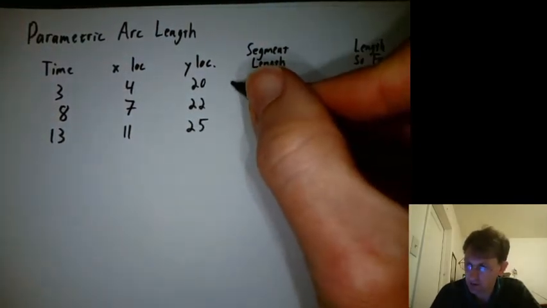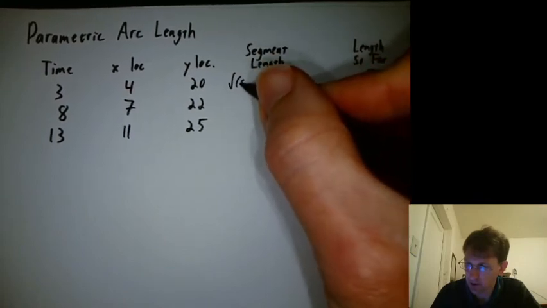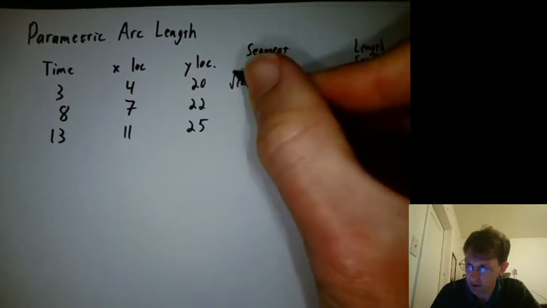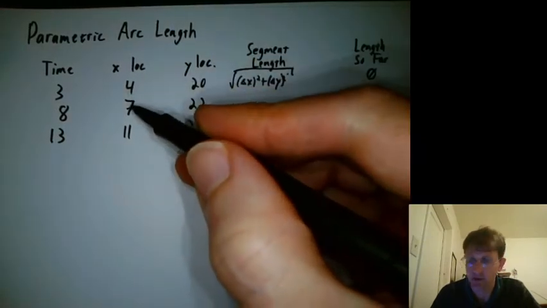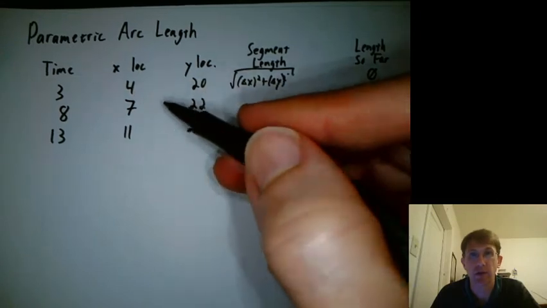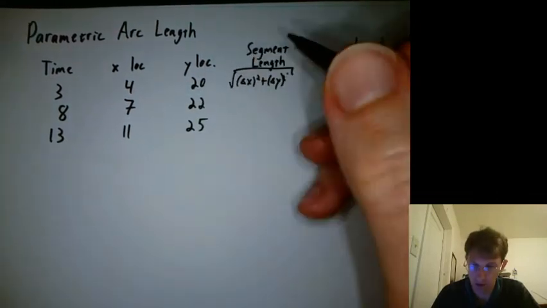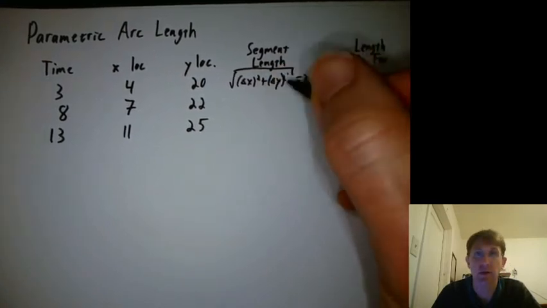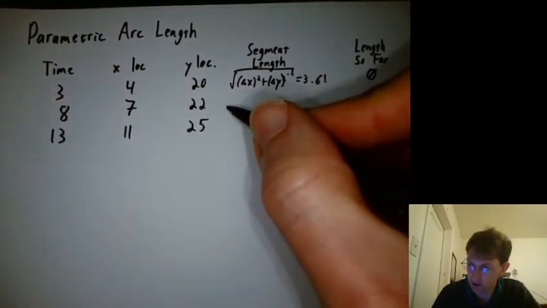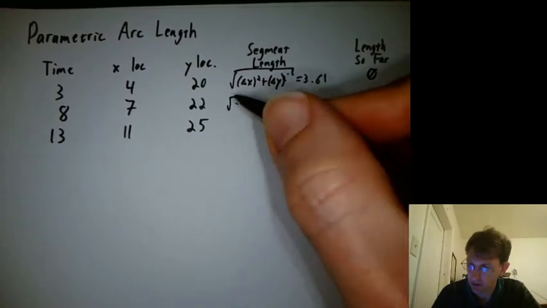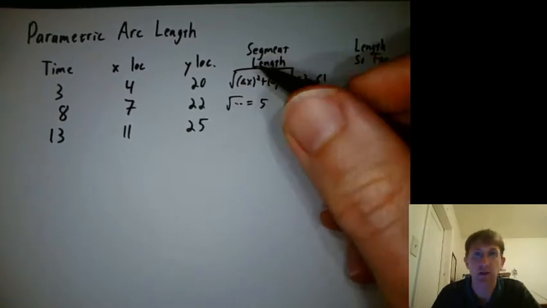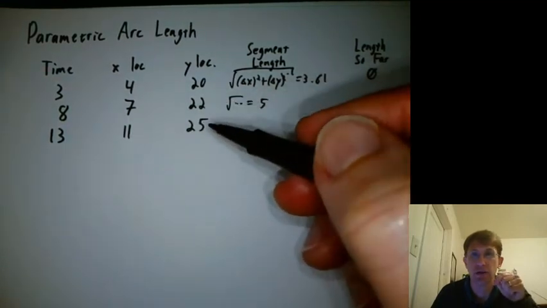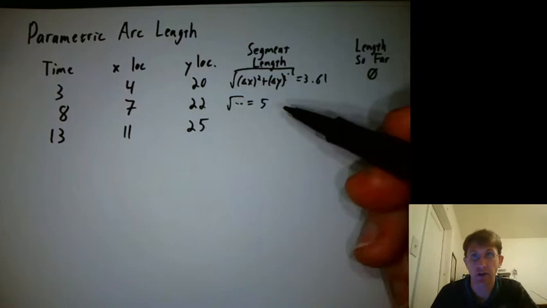Well, you probably said it's the square root of delta x squared plus delta y squared, which in this case is what? 7 minus 4 squared plus 22 minus 20 squared, which turns out to be basically 3.61 for this row. If you do it again here, you end up getting exactly 5, kind of interesting, because it's a 4 change here and a 3 change here, and that's a 3, 4, 5 right triangle.